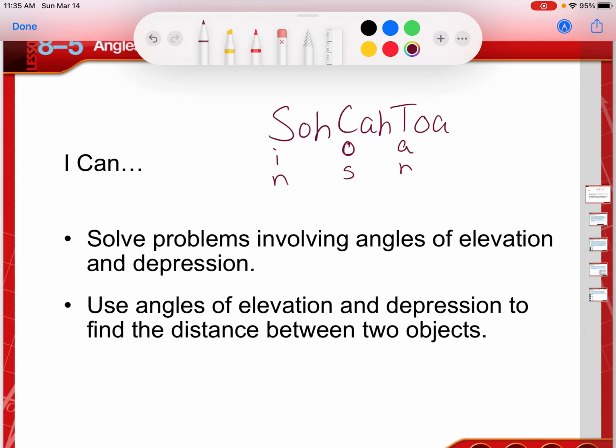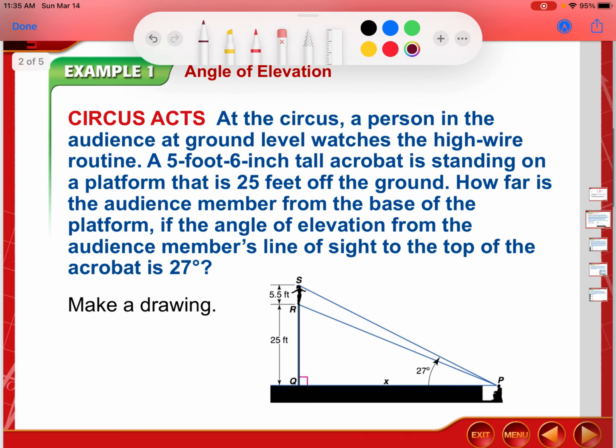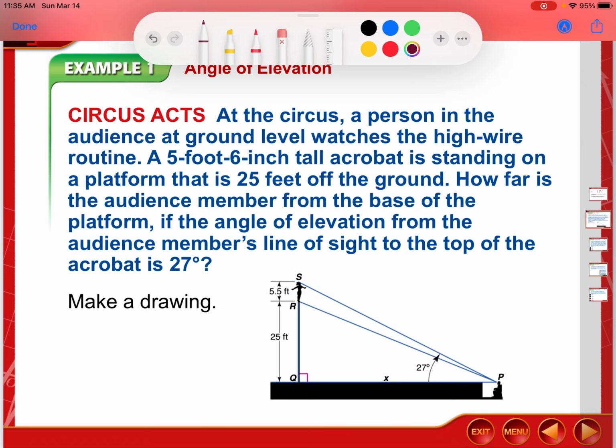So our goal for today is to be able to use angles of elevation and depression to solve real world problems, essentially. That being said, one of the important things we're going to do today is draw pictures to represent word problems. And then once we have those pictures drawn and labeled, we can use SOHCAHTOA in order to accurately solve for our missing sides and angles. So let's get right into examples.